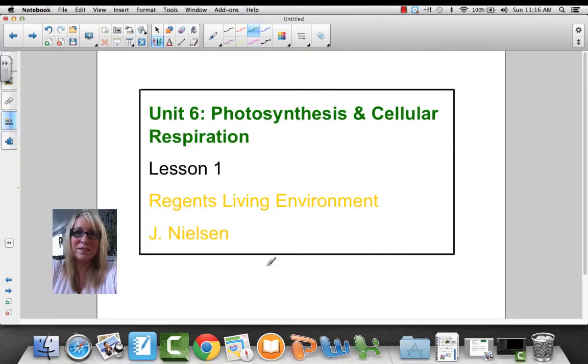Okay, so this is Unit 6, Photosynthesis and Cellular Respiration. And this is Lesson 1. We're going to look at photosynthesis.